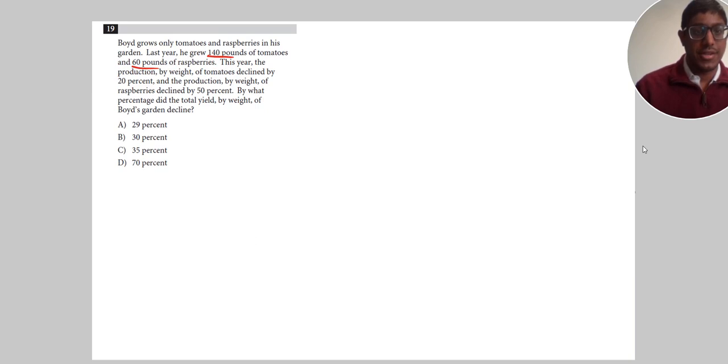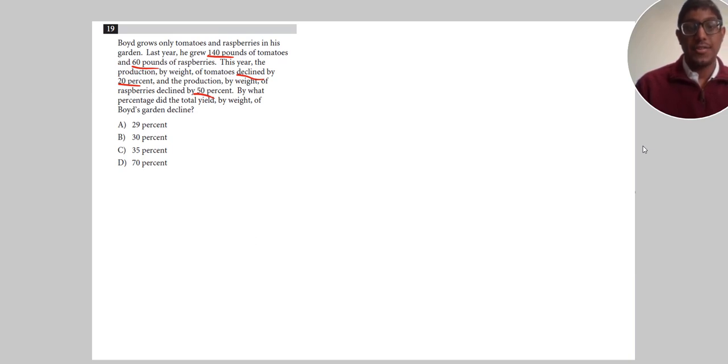This year the production declined by 20%. So that wording tells us we're looking at a percent change problem. And the raspberries declined by 50%. By what percentage did the total yield by weight of Boyd's garden decline?